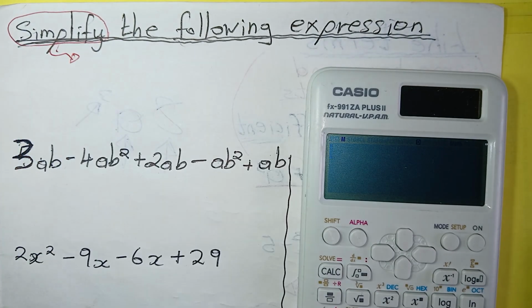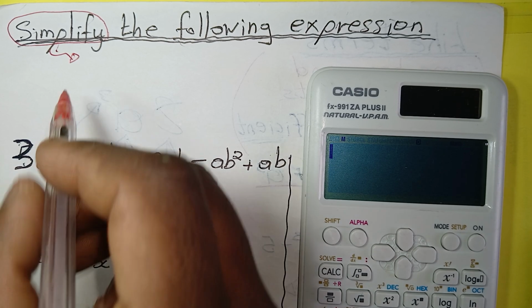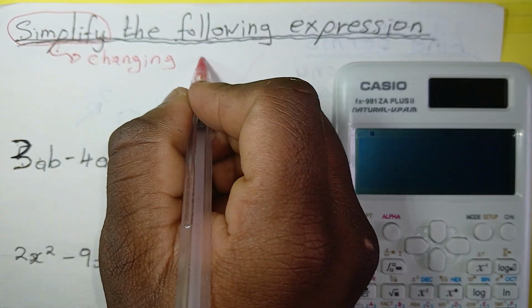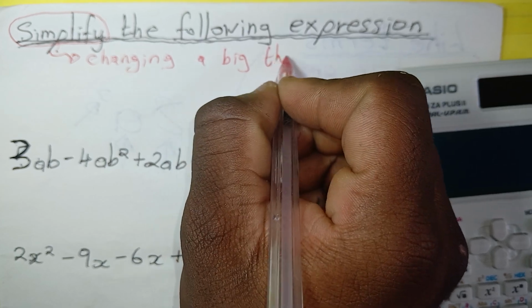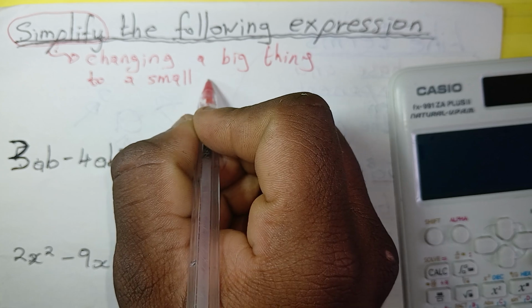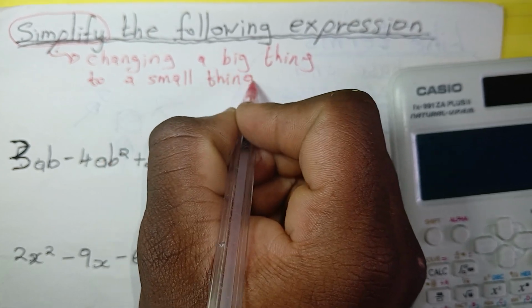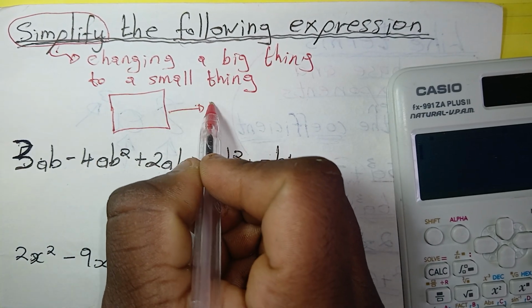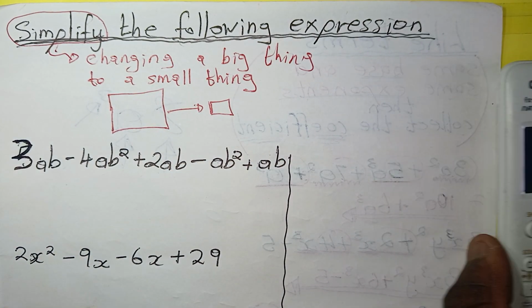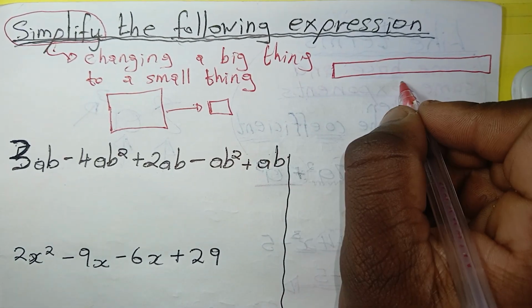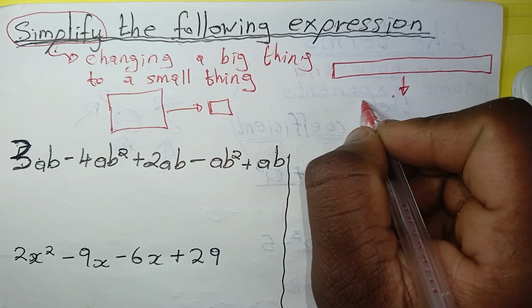In maths, if they say that you should simplify, what you should understand is that you are changing a big thing to a small thing. Like you are changing something big into small. Or it can be something long, and you change it into a small thing.